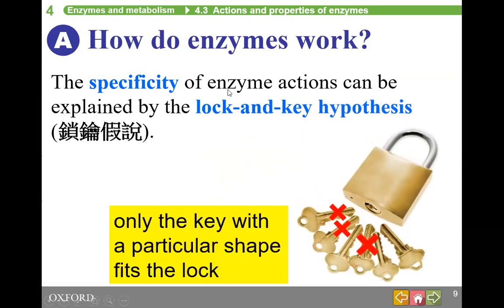And for the specificity of the enzyme, the specificity of the enzyme can be explained by the lock and key hypothesis. Okay, so again, please highlight lock and key hypothesis.